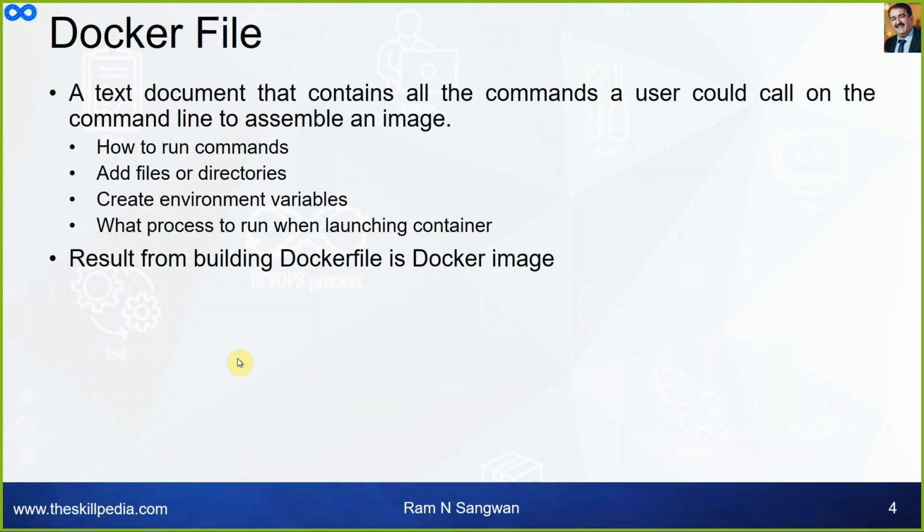So what is the Docker file? The important part here is the Docker file. A Docker file is a text document that contains all the commands a user could call on the command line to assemble an image. It includes how to run commands, add files or directories, create environment variables, and what process to run when you launch a container based on this image. So the result from building a Docker file is a Docker image. You have seen the demo.